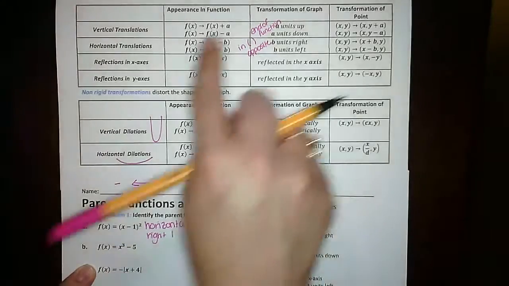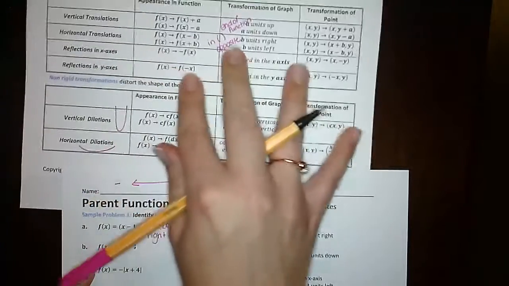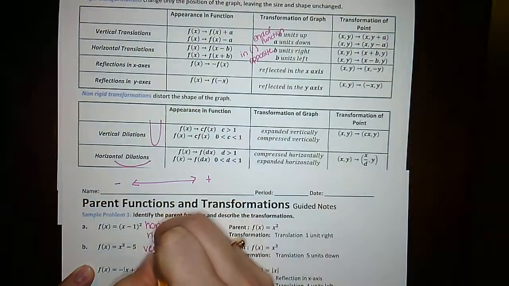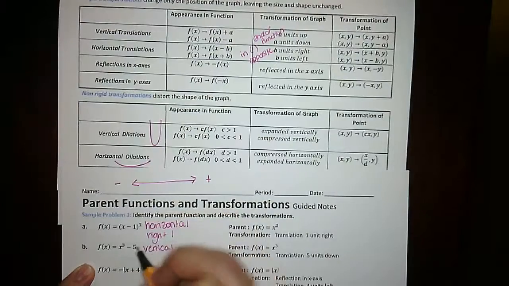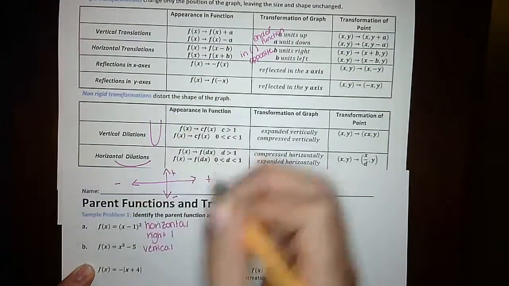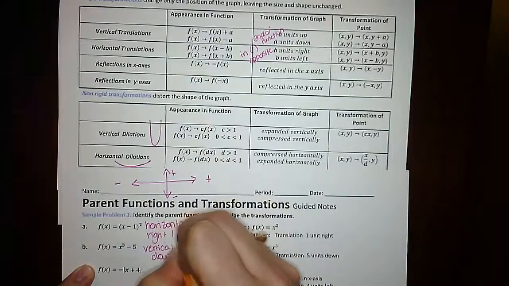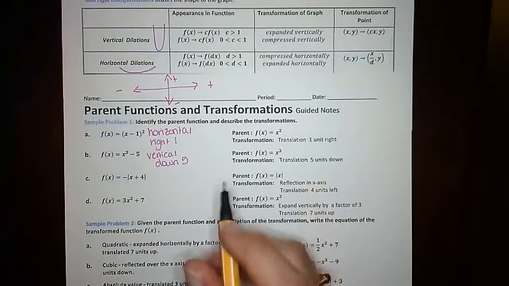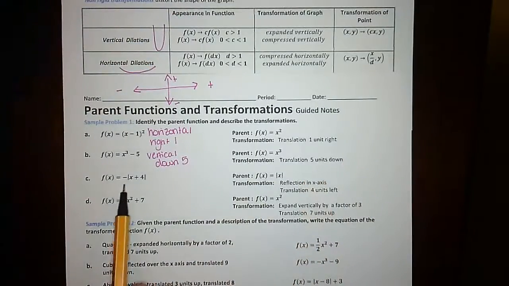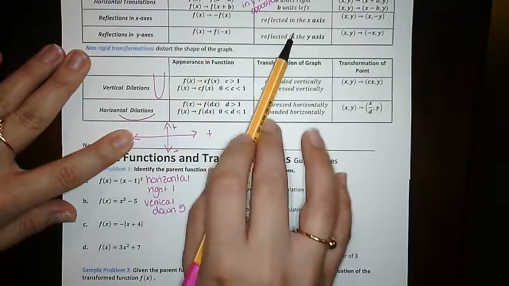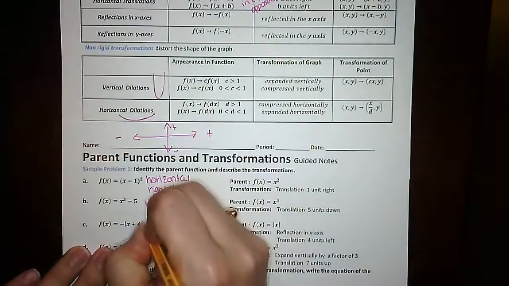All right, for B, I have a negative 5 added to the end. So if it's outside the function, it's a vertical translation. So this is vertical, and it's negative, so negative is going down. So down 5. All right. Then I look here and I've got a negative in front of the function. So a negative in front of the function, it's reflected over the x-axis.